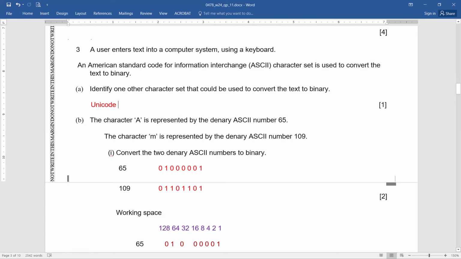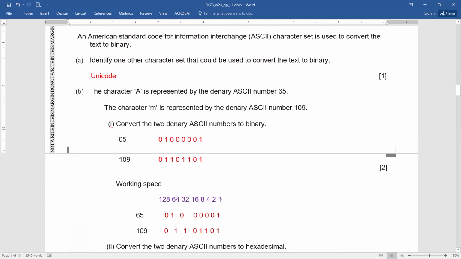So working space is given to us. Again, you can see it's done for you. 1, 2, 4, 8, 16, 32, 64, 128, the byte values. And for 65, simply the two bits that are turned on are 64 and 1. And you can see 64 and 1 makes 65, isn't it? Easy? 64 and 1 are turned on and the rest of the bits are off, and you can get the answer as 65. 64 plus 1 is 65.